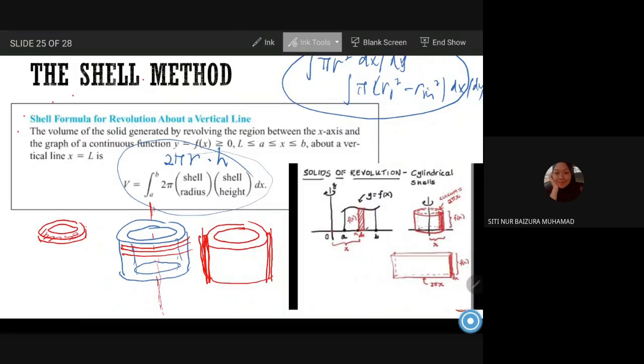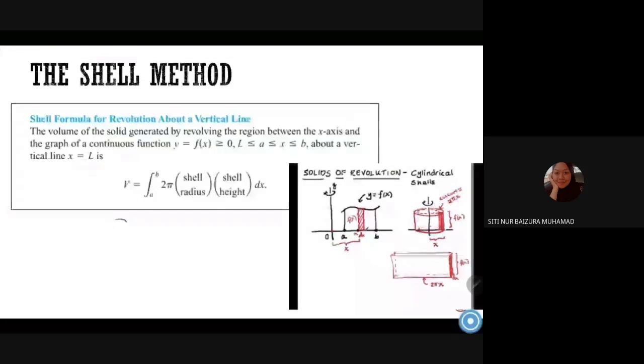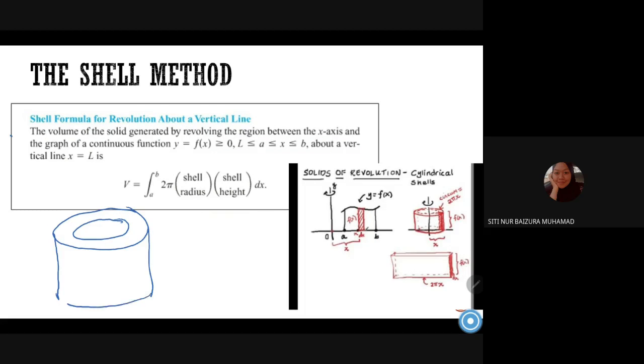Saya nak lukis yang baru untuk shell method ni. Okay. Kita ada macam ni. Dia ada luar dan dia ada dalam. Okay, shell method. Kalau disc tadi kita slice kan macam saya cakap tu. Kalau shell method maksudnya kita jadikan dia sebagai lapisan. Satu lapisan rectangle. Satu lapisan kita kira what is the volume of first lapisan. Lapisan pertama maknanya dia merangkumi semua lapisan ni.